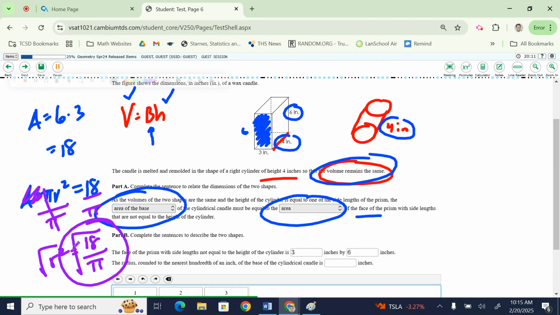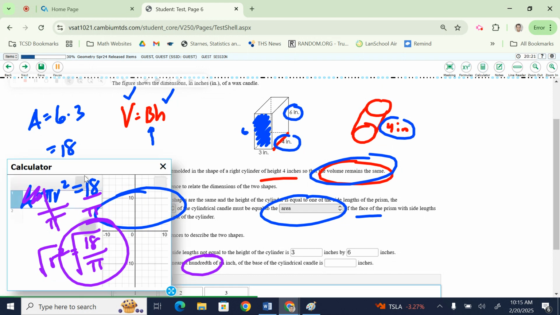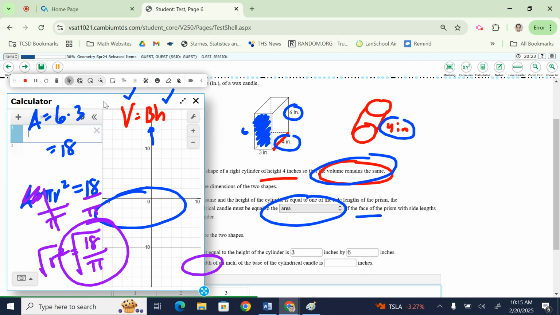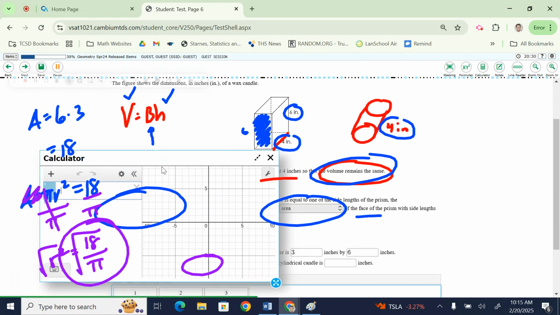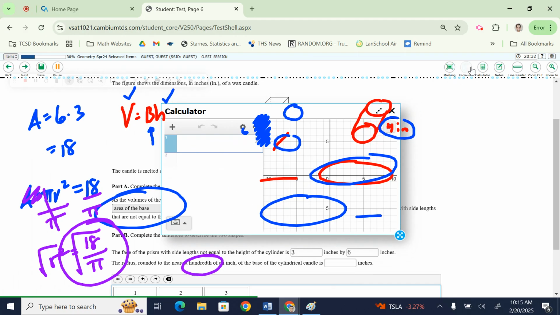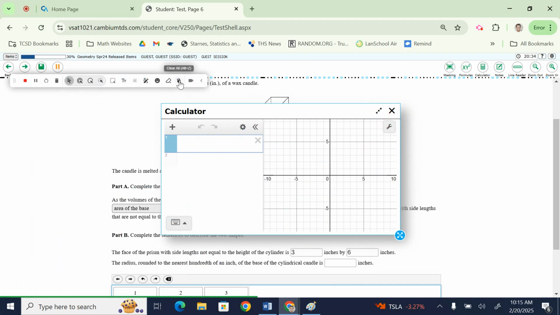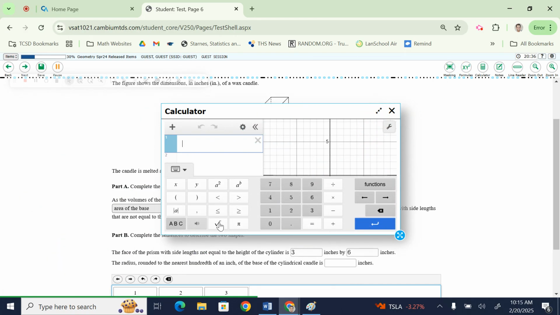And this is what I will type into my Desmos. The square root of 18 over pi, and I want it rounded to the nearest hundredth. So let me grab this. So we're going to do the square root. There's my calculator. Let me drag it over here if I can. There we go. Sorry about my pen. I'm going to make the pen go away. All right, so we're going to do the square root of 18 divided by pi.